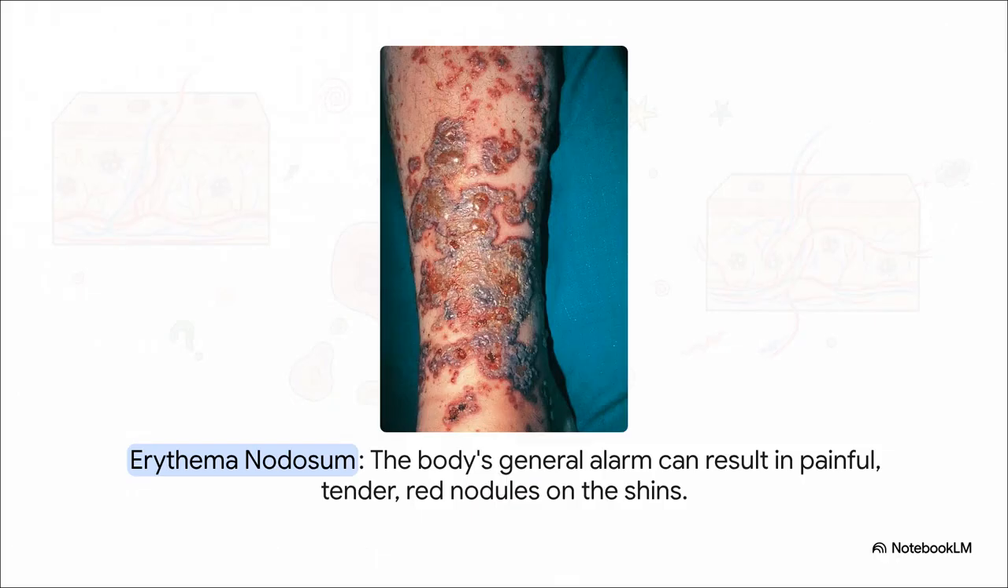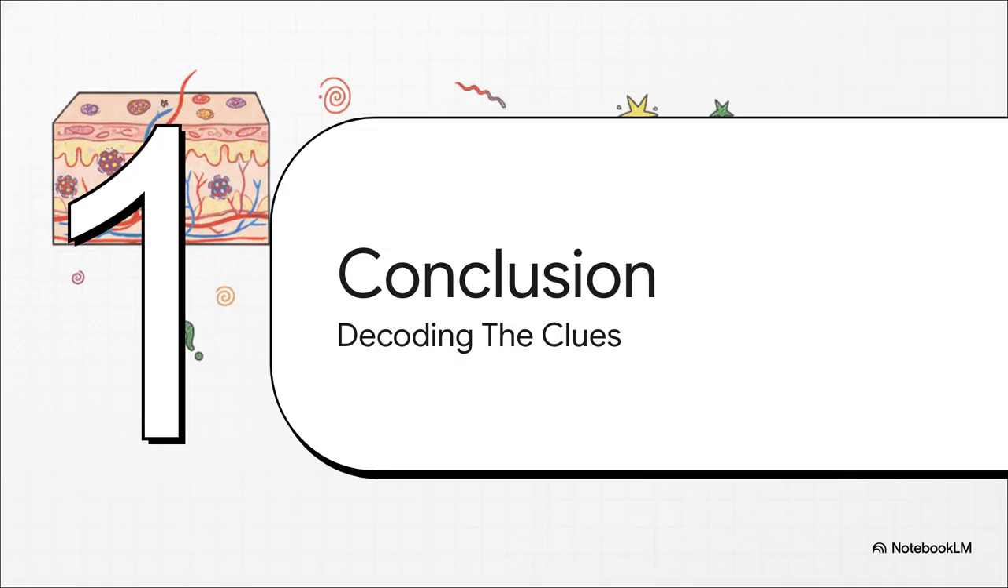And this is what that general alarm looks like in real life. These are the painful, deep, reddish bumps of erythema nodosum, and they usually show up on the shins. So seeing this tells a doctor that the immune system is on high alert, but it doesn't point to one specific cause. It's a really important clue that kicks off a much broader investigation to find out what's really going on.